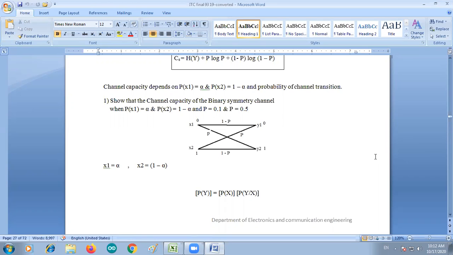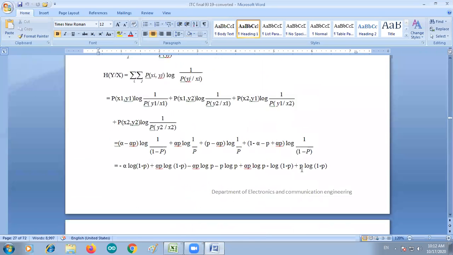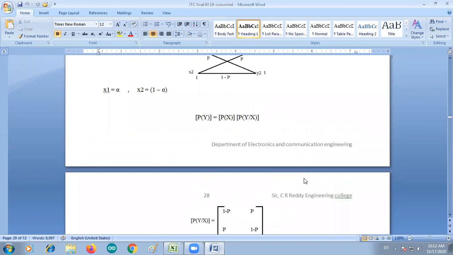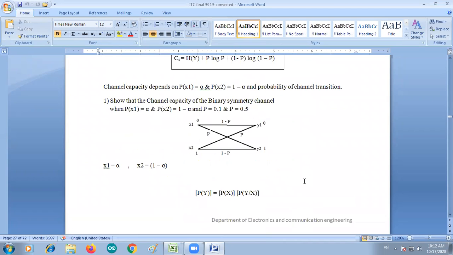So I hope you have also done the problem on channel capacity. Please note down this problem: the channel capacity of a binary symmetric channel when P of x1 is equal to alpha, P of x2 is equal to 1 minus alpha, and P is equal to 0.5, and at P is equal to 0.1. So that is the problem.